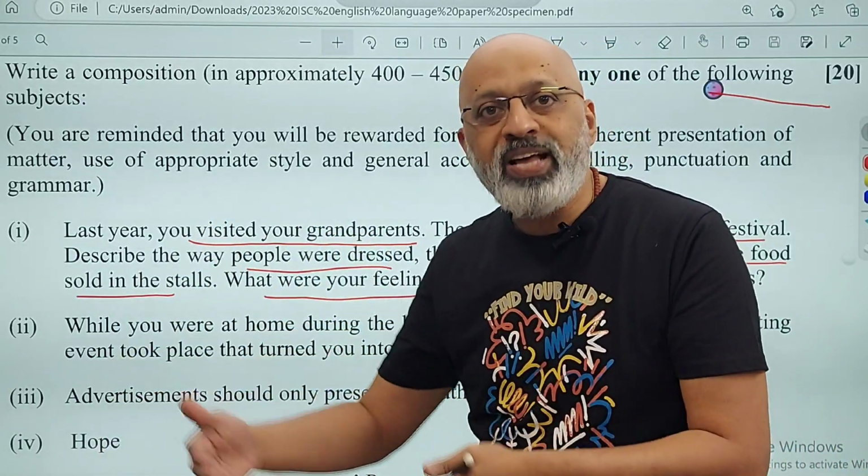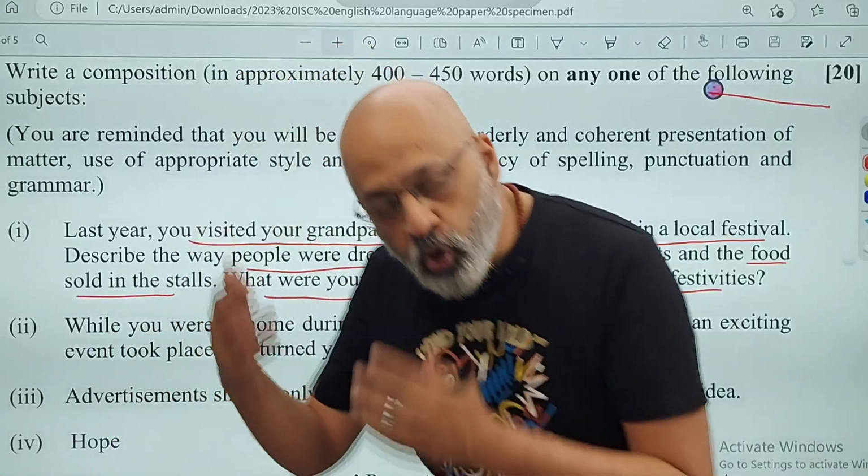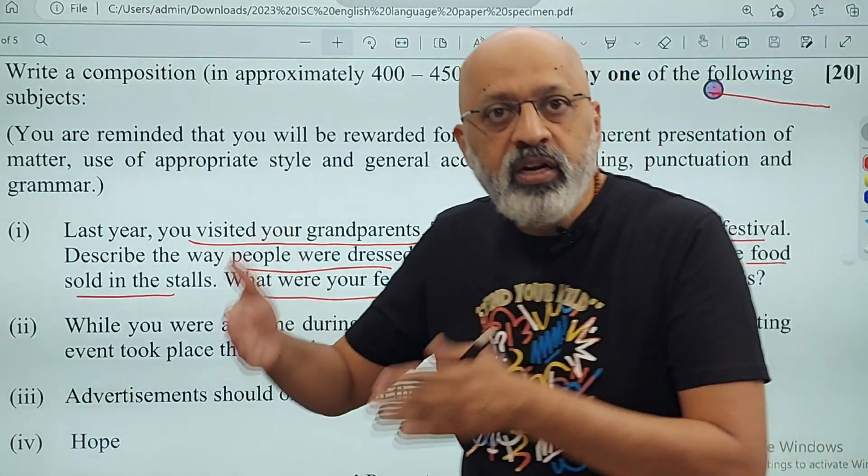Also geographically place it. Don't just say I went to my grandfather's or grandparents' village. Locate it in a particular setting. You locate it in a particular setting.